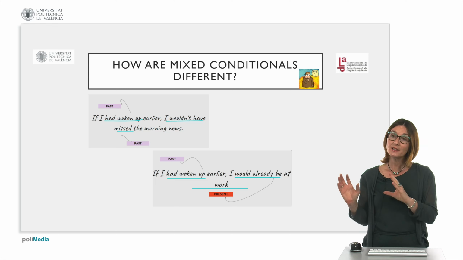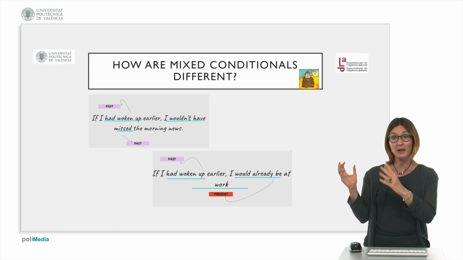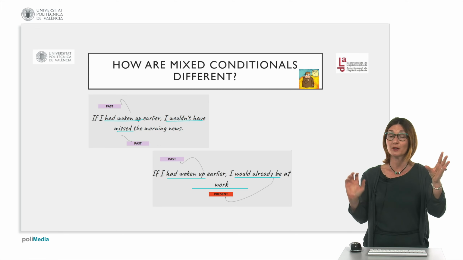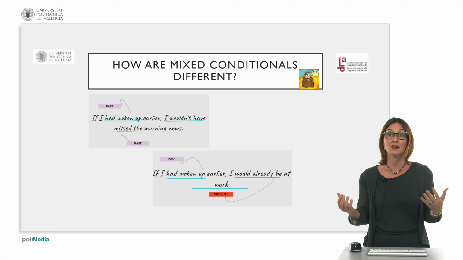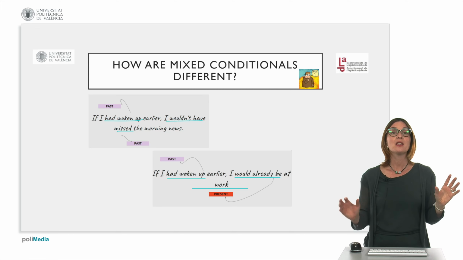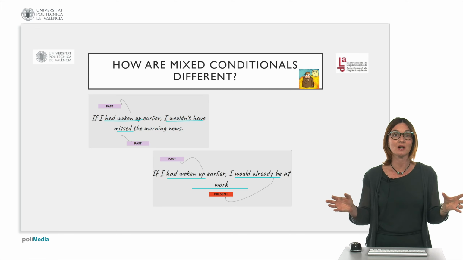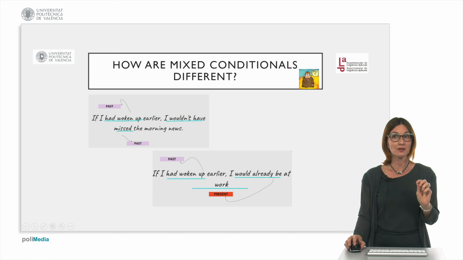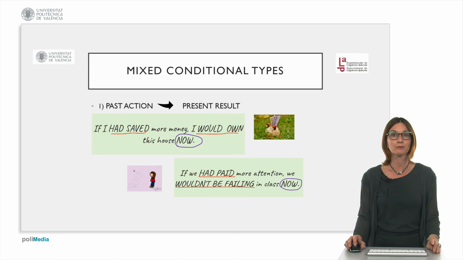So this main clause is pointing to a different time reference. We have a past and the present. And this doesn't happen in the other types of conditionals. In the zero, first, second and third, the verb tenses in the two parts point to the same time. Right? A very important thing with mixed conditional sentences is the context. Right, let's keep on going.